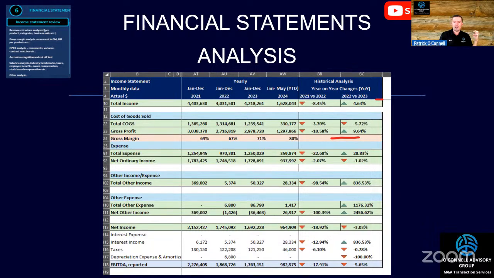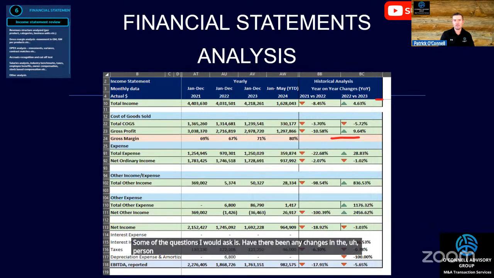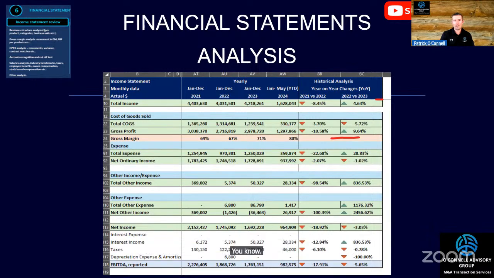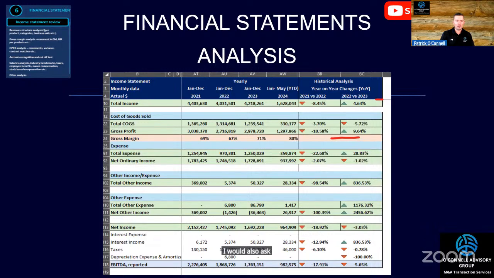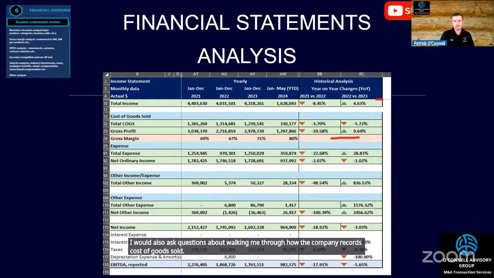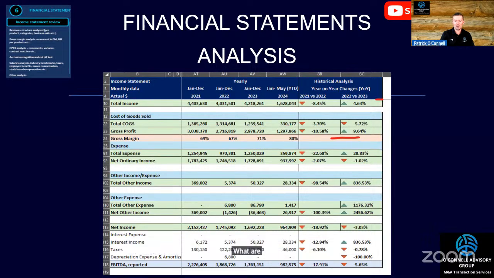Some of the questions I would ask is, have there been any changes in the personnel of the company? Who runs the day-to-day operations? Why did sales decline from 21 to 22 and then go back up in 23? I would also ask questions about walking me through how the company records costs of goods sold. What are some of the direct costs of the business?